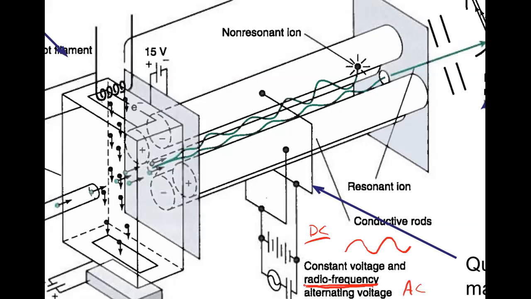Now DC, if you look at voltage over time, is constant, okay? But AC is like a sine wave. So what we're going to basically do is apply both of those to these rods in a really precise way. We're going to scan, or increase, the DC voltage over time, while keeping this radio frequency also superimposed upon that waveform.